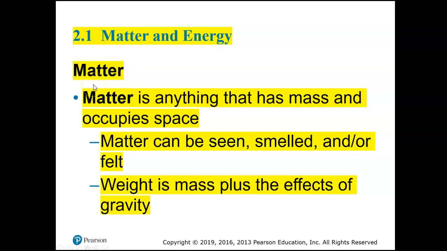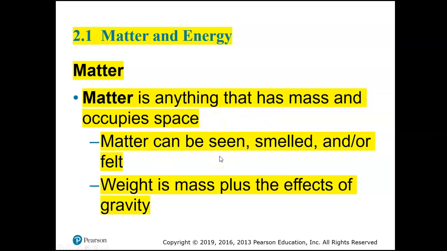You should have at some point in your life, even if it was elementary school science, heard and learned these terms. Matter is anything that has mass and occupies space. So chemicals are examples of matter. All the different chemicals and their state, whether it be solid, liquid, or gas, are examples of matter. So anything that has mass or weight and occupies space or volume.